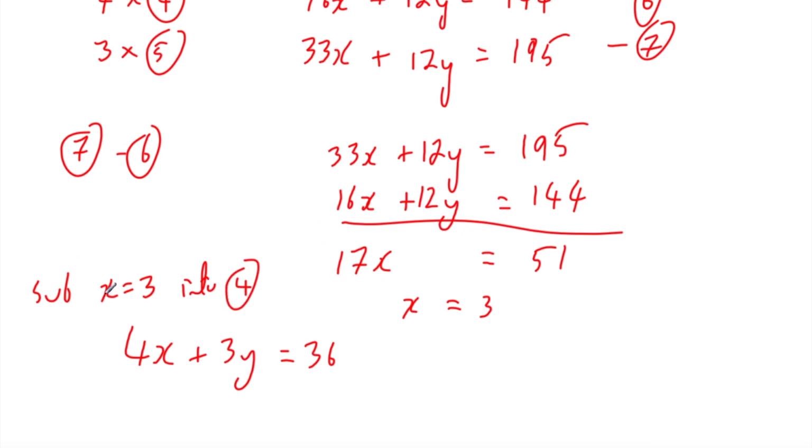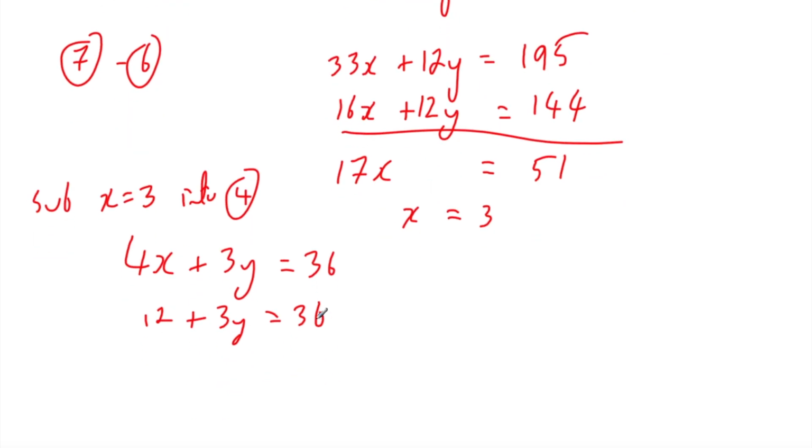So if we substitute that in for x is equal to 3, 4 times 3 is 12, plus 3y is equal to 36. Then if we take 12 away from both sides, we get that 3y equals 24. And if we divide by 3, we get that y equals 8. So the short run was 3 kilometers, and the medium run is 8 kilometers. Now let's find the size of the long run.